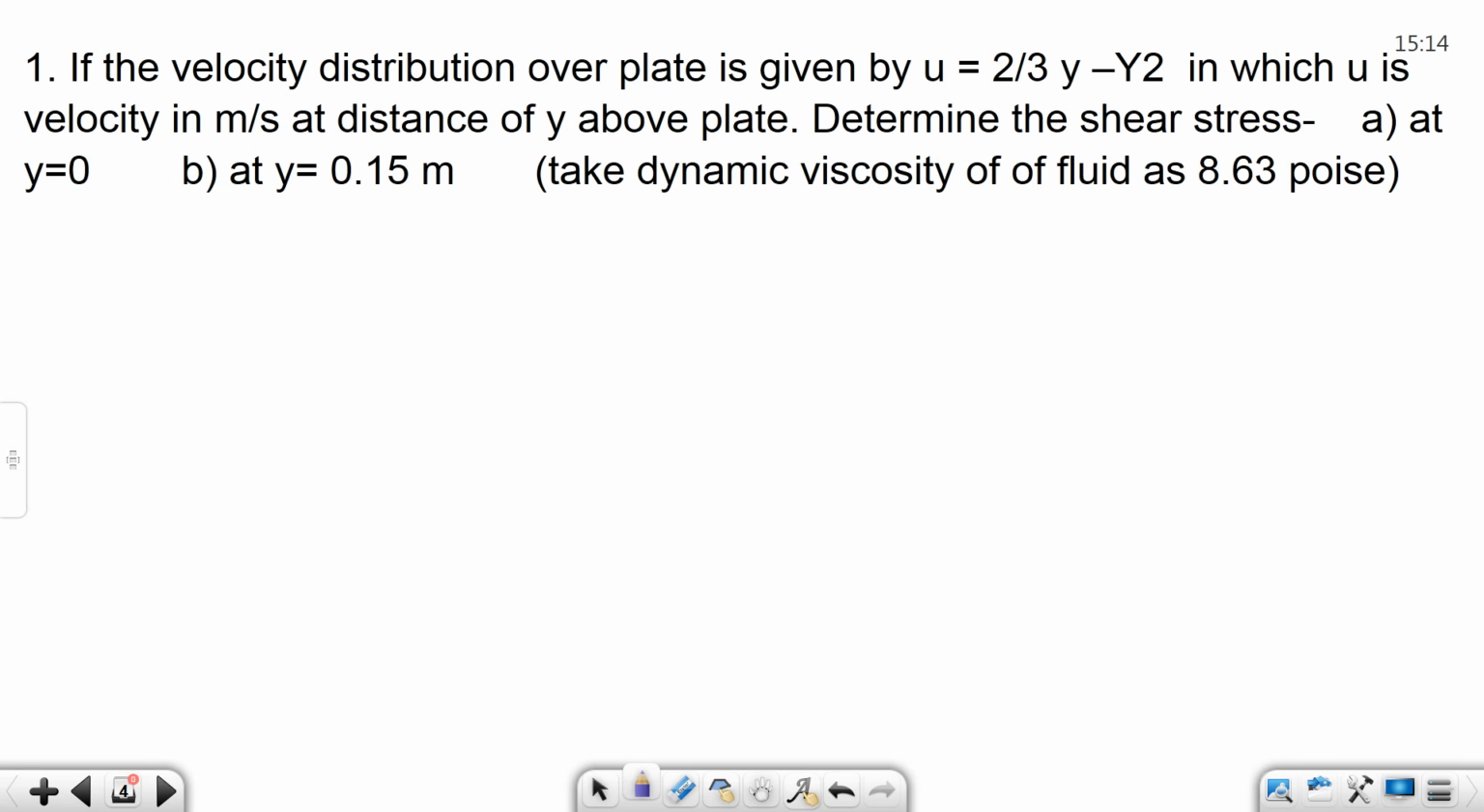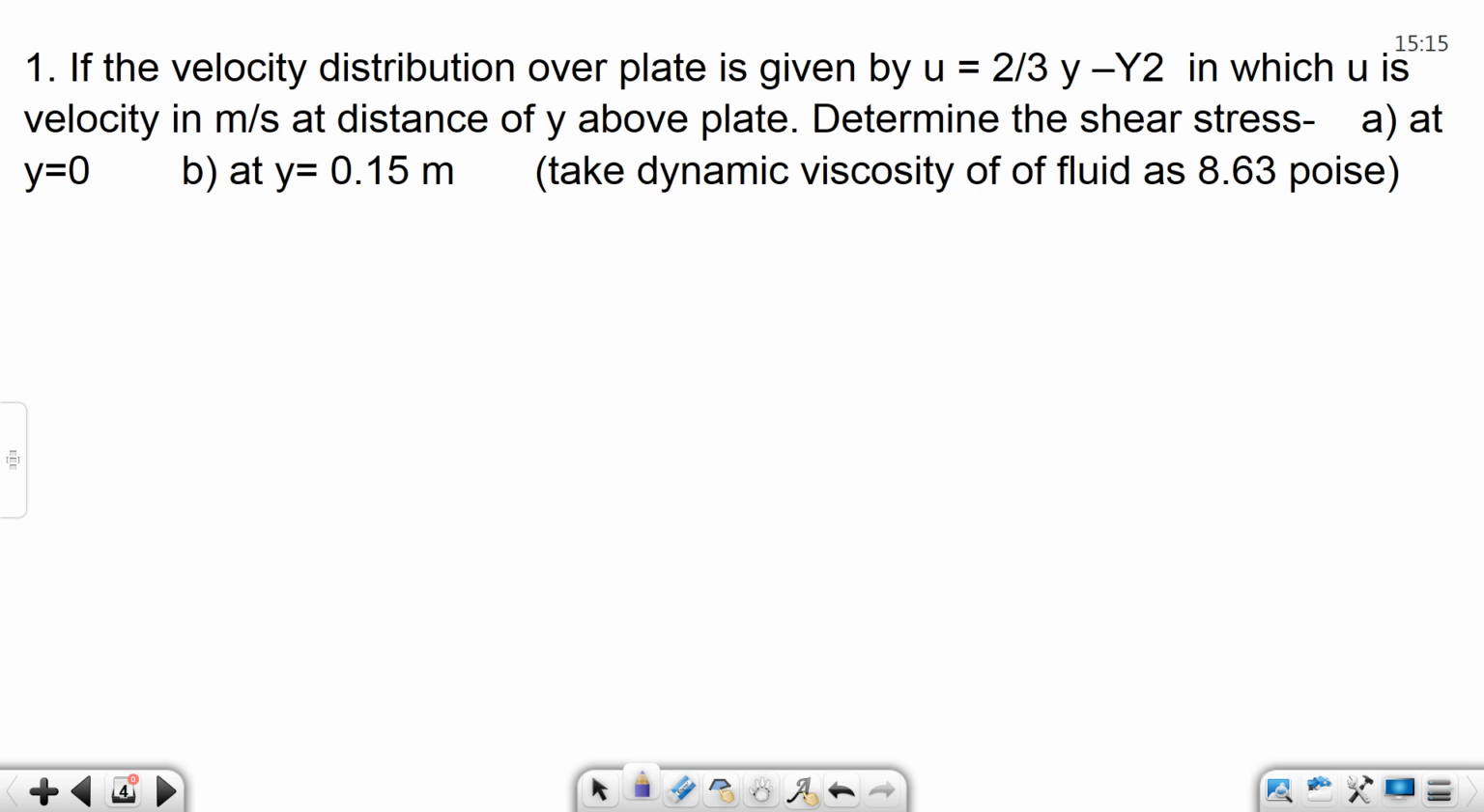So now we'll solve some numericals on viscosity, their types, fundamental numericals on viscosity. So first numerical: if the velocity distribution over a plate is given by u equals 2/3 y minus y square. This is the equation, that is the velocity profile, in which u is the velocity in meter per second at a distance of y above the plate, where y is the distance as we discussed in our theoretical part.